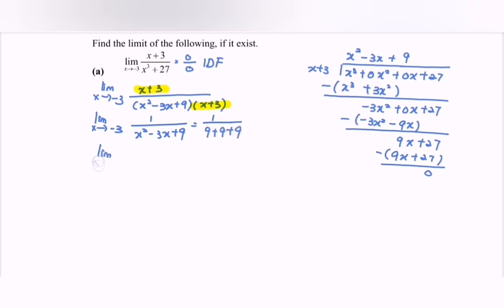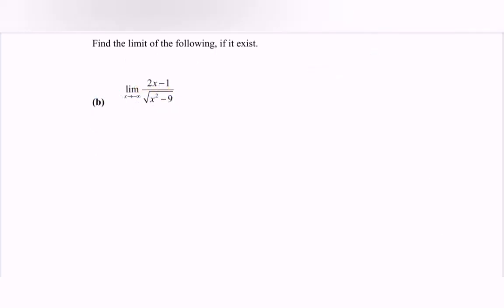So limit when x approaching negative 3 for the function x plus 3 over x to the power of 3 plus 27, the value of y will be approaching 1 over 27. Kindly refer to B. So if we substitute the situation, we will have a negative infinity over the positive infinity. So this is what we call the indeterminate form.